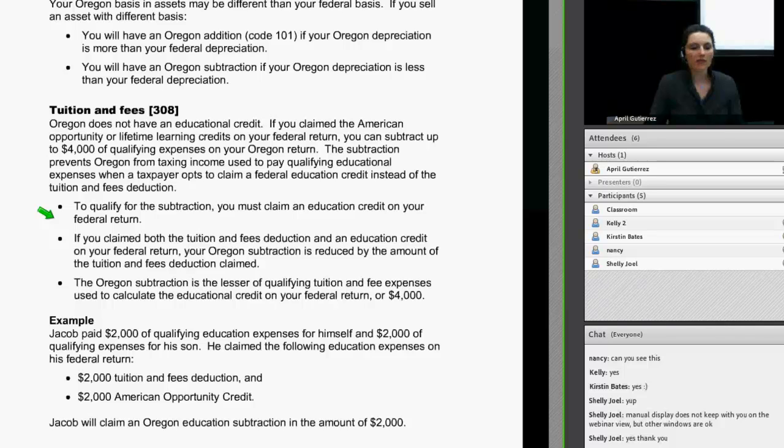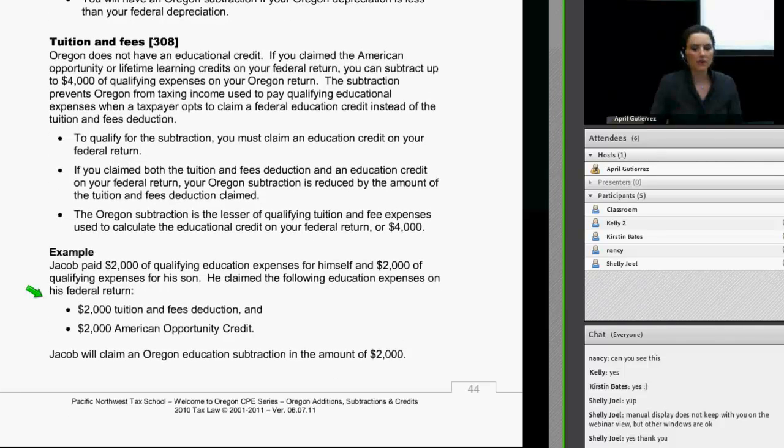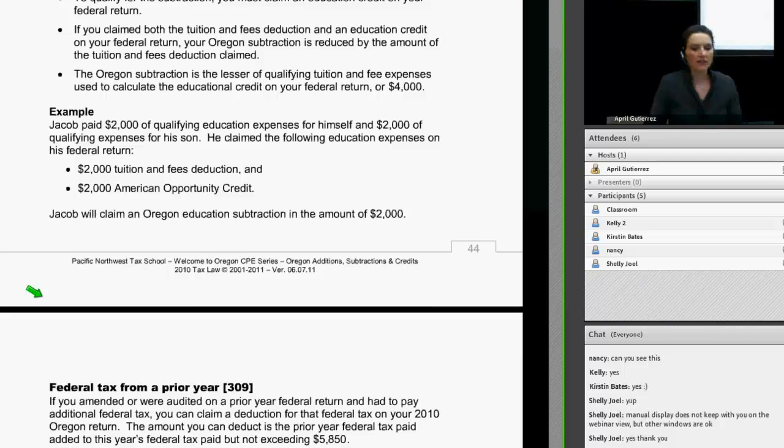To qualify for the subtraction, you must claim an education credit on your federal return. If you claimed both the tuition and fees deduction and an education credit on your federal return, your Oregon subtraction is reduced by the amount of the tuition and fees deduction that you claimed. The Oregon subtraction is the lesser of qualifying tuition and fee expenses used to calculate the education credit on your federal return, or $4,000. And here's an example.